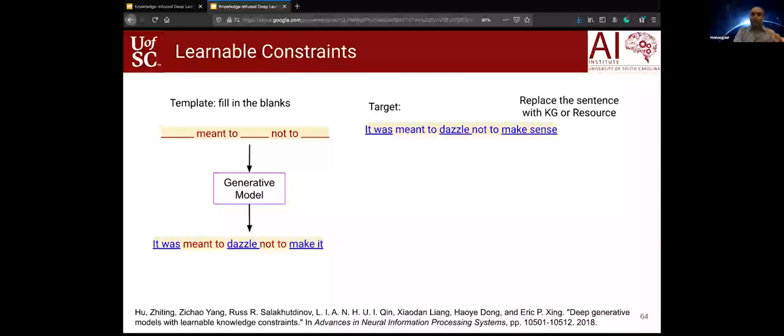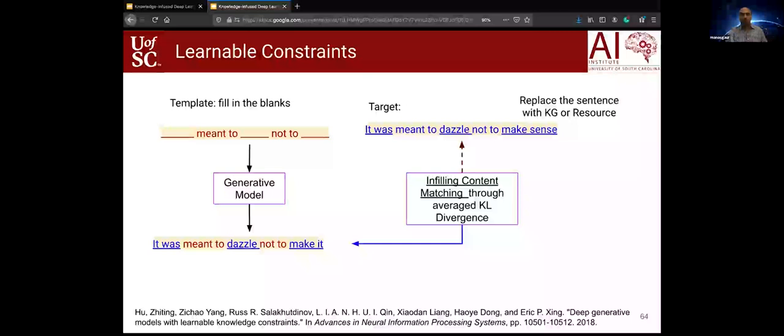So in order to guide the generated sentence to be meaningful, what you want to do is add a constraint. And this constraint is in terms of a KL divergence, where you assume that you have a target sentence which you know is a complete form. And you want to minimize the KL divergence between every prediction that the generative model is making and the target sentence.